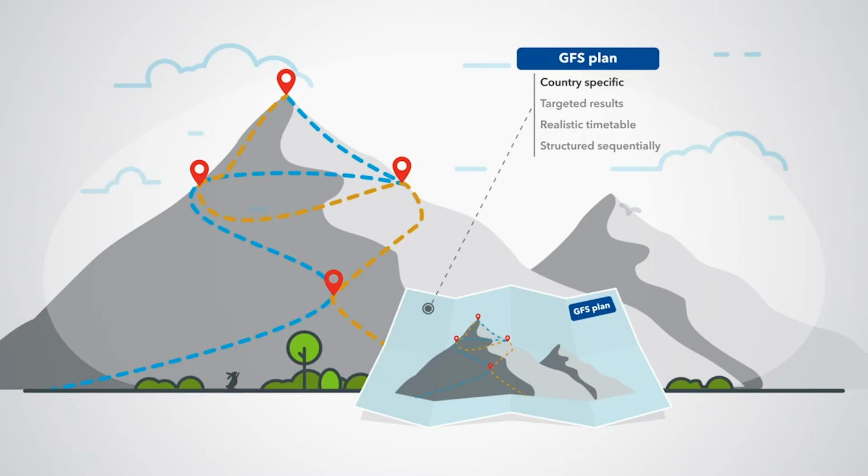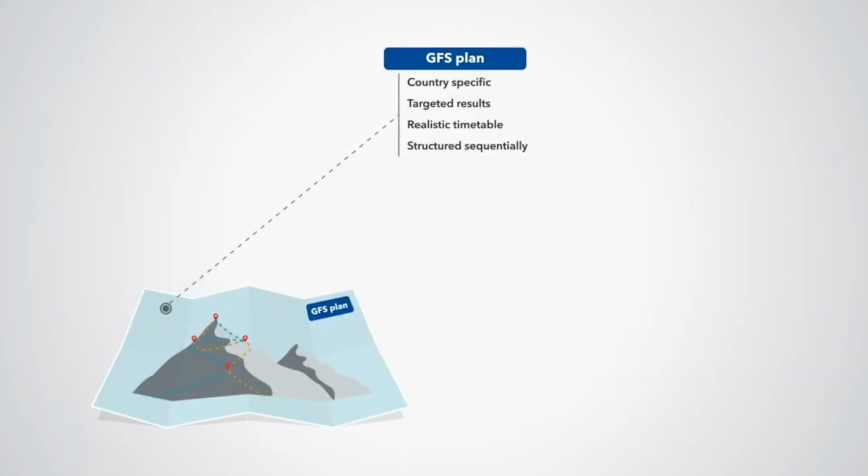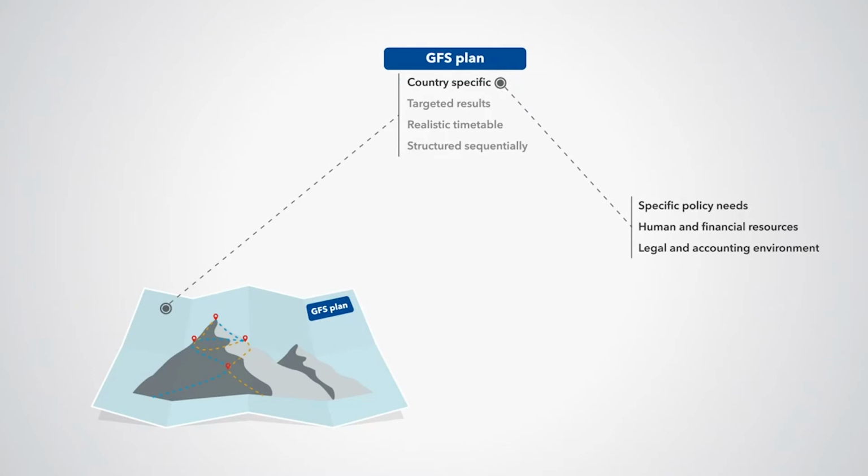Country circumstances will differ, so the details of each country's GFS plan will also differ. In addition, the time needed to implement each phase will vary widely across countries. It needs to take into consideration many factors, including country-specific policy needs, human and financial resource availability and constraints, as well as the legal and accounting environment.